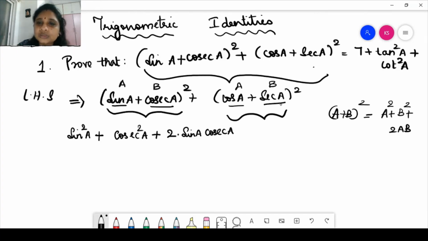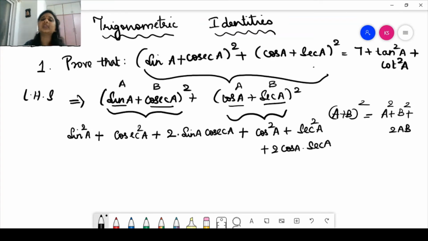Now we are moving on to this part of the LHS. Again, (cos A + sec A)² can be written as cos² A + sec² A + 2 cos A into sec A, by using (a + b)². Now what can be done? Now we look for opportunities to use trigonometric identities, or you can convert your cosec and sec into their reciprocal ratios, into the basics of sine and cosine. In that form, when you convert, it becomes easy for you to solve it.